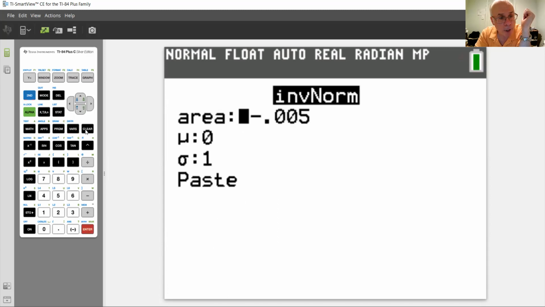All right, let's clear that out. Now, the area in the middle is going to be 98%, which means 2% is left. Half of that, 1% in the left tail, 1% in the right tail, right? So 98% in the middle, 1% left tail, 1% right tail.